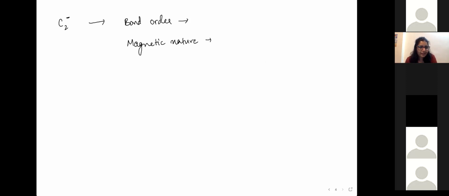Okay. Arnav has sent the bond order. To send the nature also, Arnav, para or dia. Sanat, I mentioned C2 minus here. I don't know if you took this into consideration. Oh, I forgot the minus. Hmm.